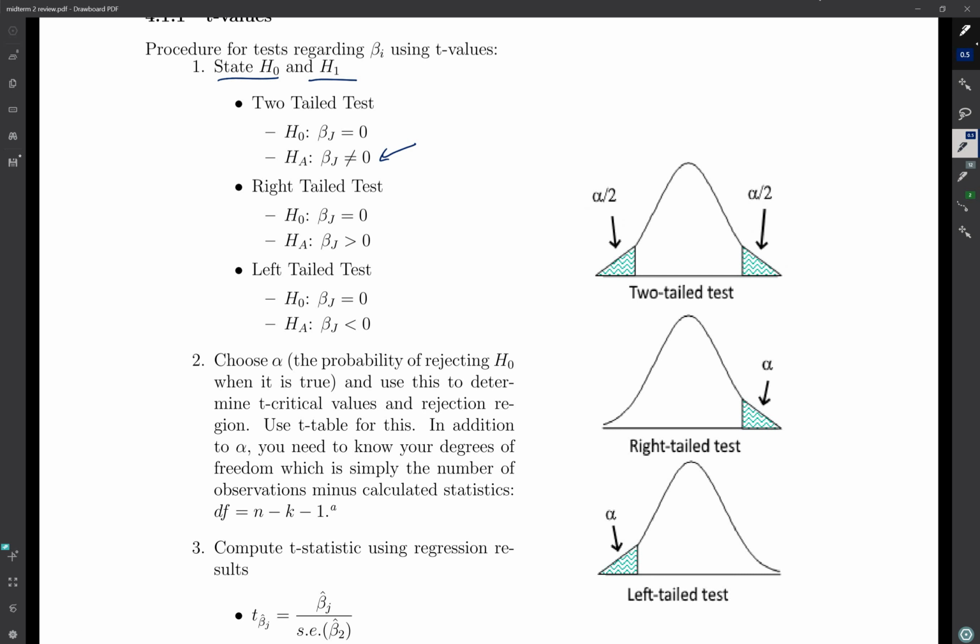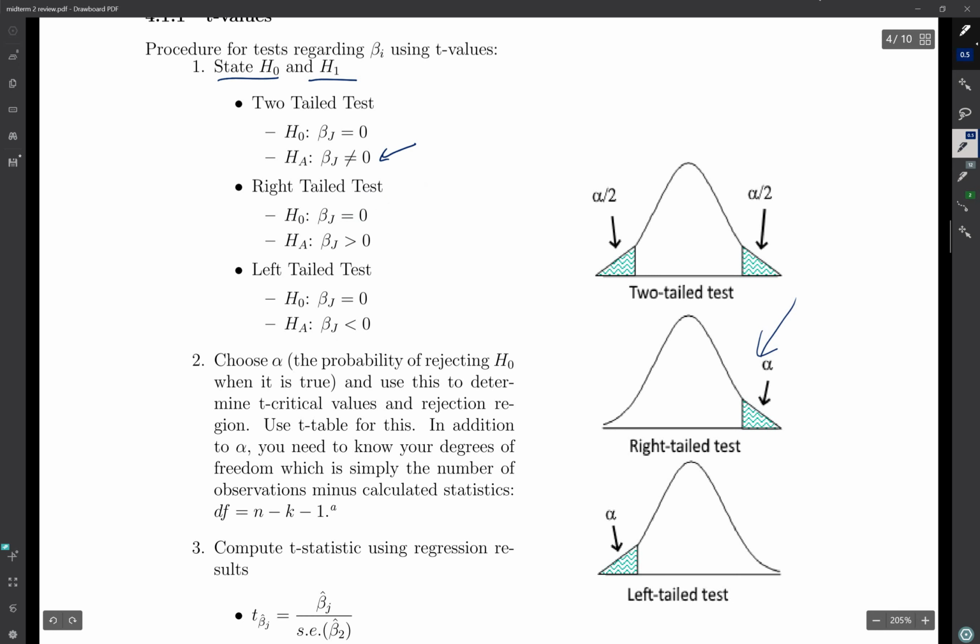Right-tailed test. So that just means that, again, we're assuming all our null hypotheses are the same, that beta j equals 0. But now we're saying our alternative would be that beta j is greater than 0. So that's this one. Left-tailed test, same thing, except our alternative is that beta j is less than 0.